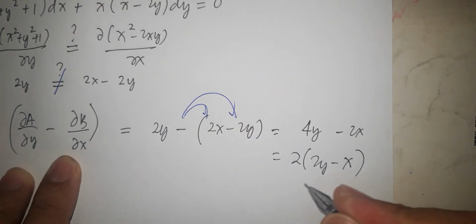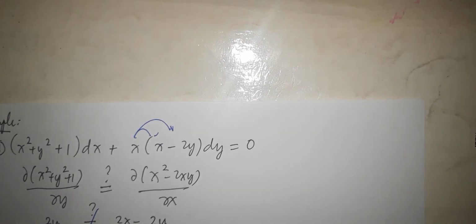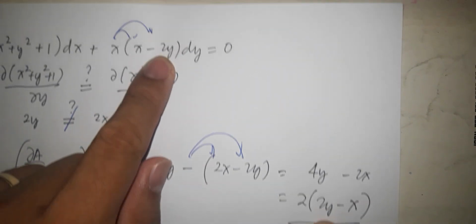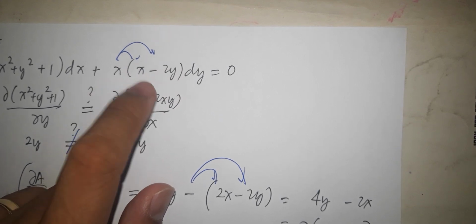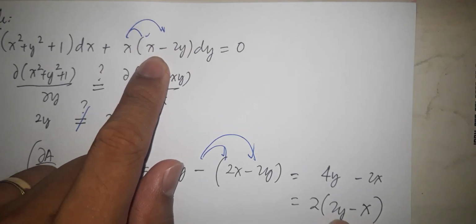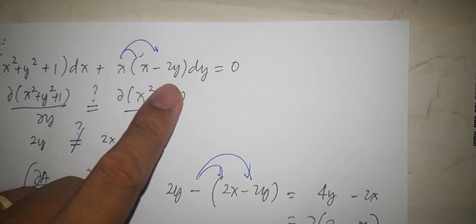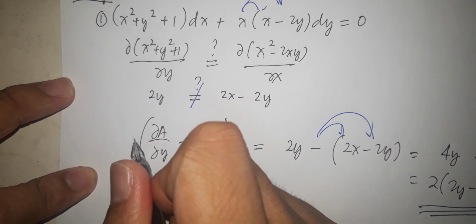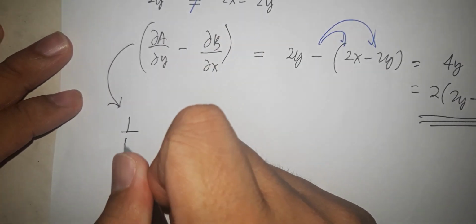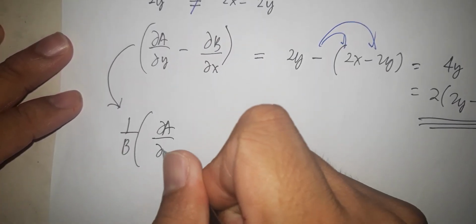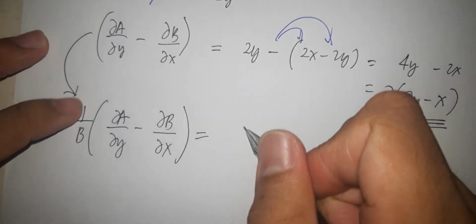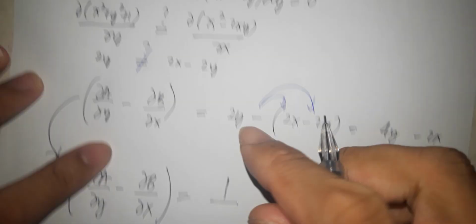So notice, kapag ito, i-divide ko daw sa either a or b, ang mas madaling i-divide ay ito, sa b. So this is 2y minus x, this is x minus 2y, pwede nating i-factor out yung negative. So, i-divide natin siya with b. So 1 over b, partial derivative ni a with respect to y minus partial derivative of b with respect to x is equal to 1 over b. That's 1 over the value of b is x times x minus 2y.